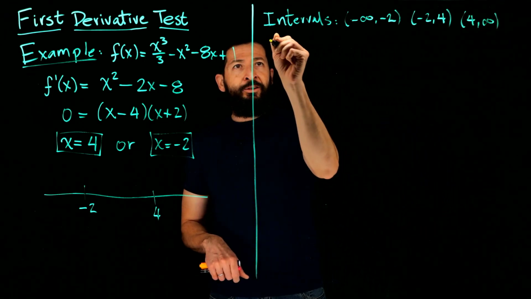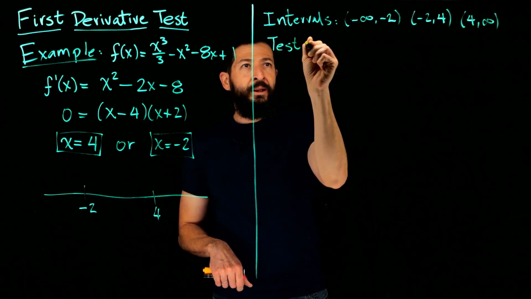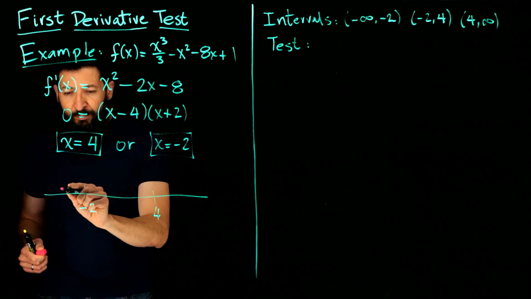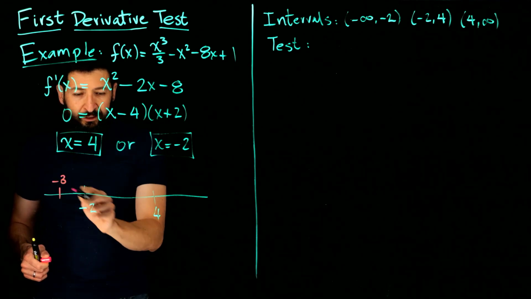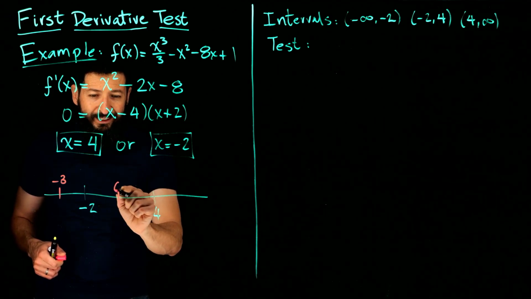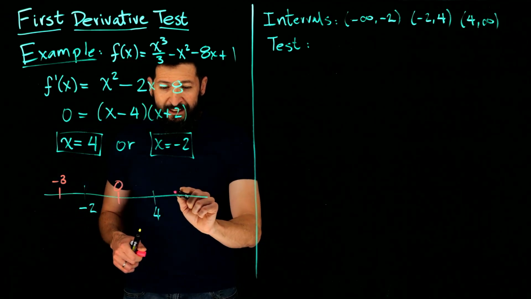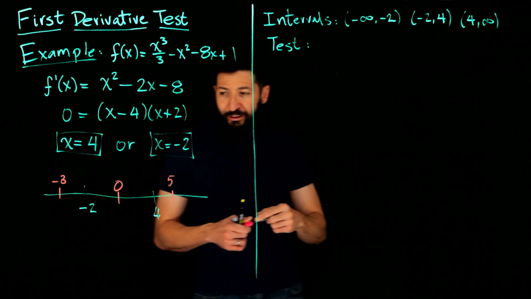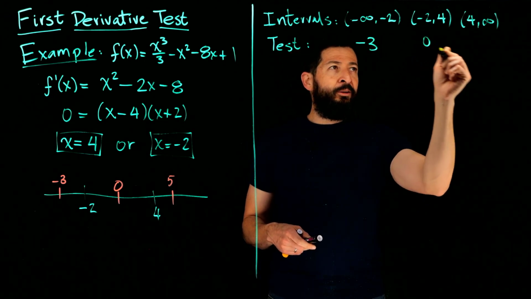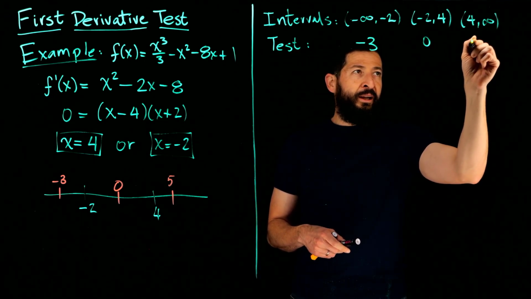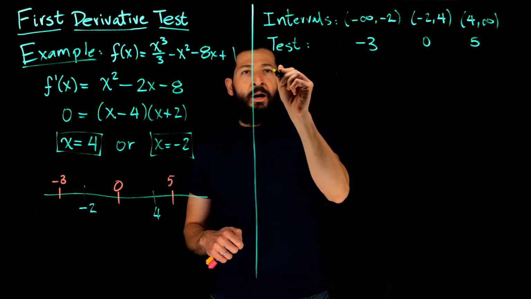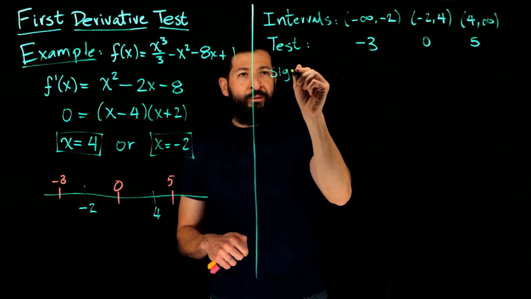I want to pick test values. And I'm going to pick numbers that live within the interval. So for example, I could pick -3 here, that is within the interval. I could pick here 0. Well, 0 is closer to this side actually. 0, not drawn to scale. And then 5 over here. So I'm going to pick those as my test values. All I care about is that they are in the interval. I am not going to care what value I get, just about the sign. So I'm going to look at the sign of the first derivative.